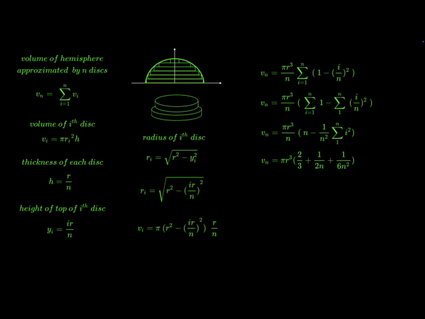It should be apparent by looking at this expression that the second and third terms of the factor at right will become very small as n becomes very large. As n approaches infinity, they will approach zero, and my approximation for the volume of the hemisphere will be the familiar 2/3 pi r cubed.